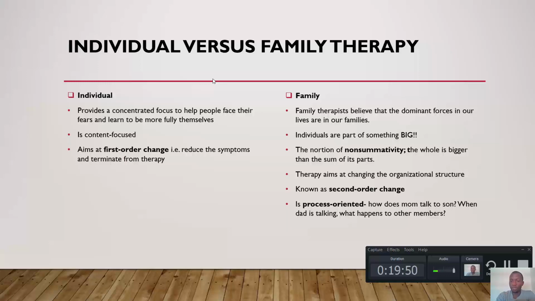So family therapy aims at changing the organizational structure and interactional patterns between the family members, whereas individual therapy does not aim at changing interactional patterns. It aims at alleviating the symptoms and sending you out. And when we target organizational structure, we call that second order change. And family therapists heavily believe that this is lasting change.